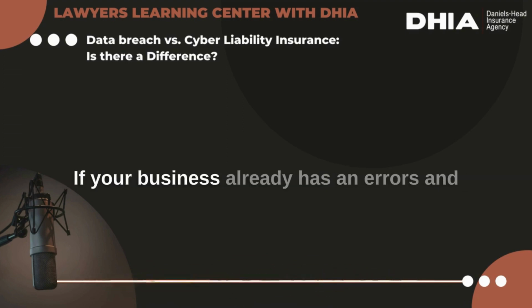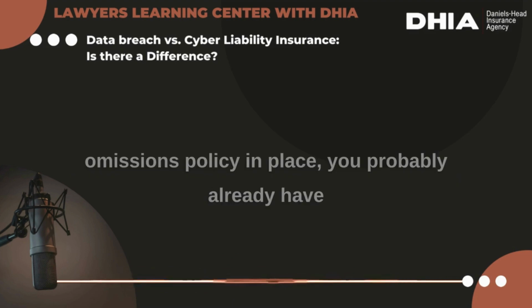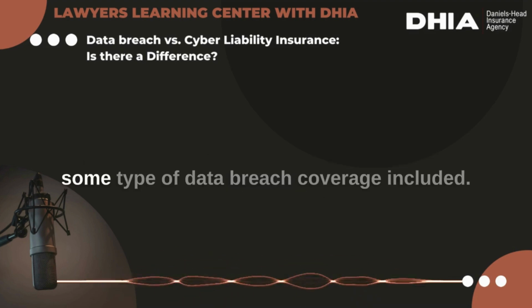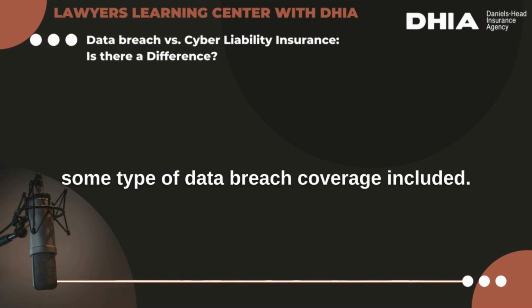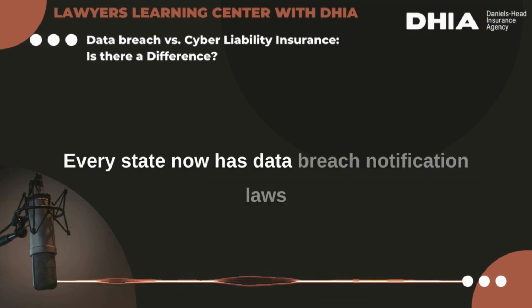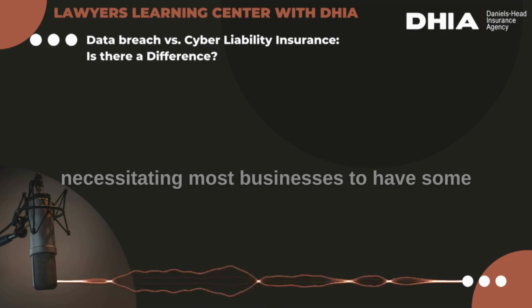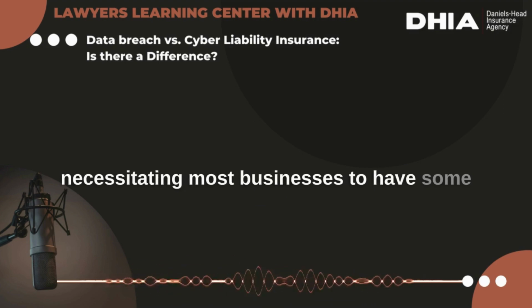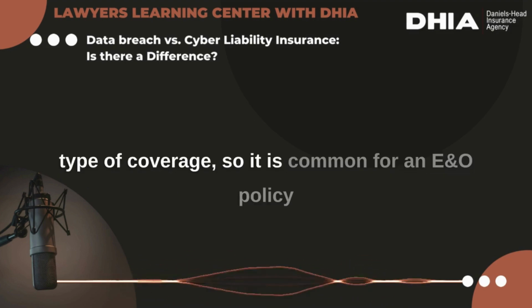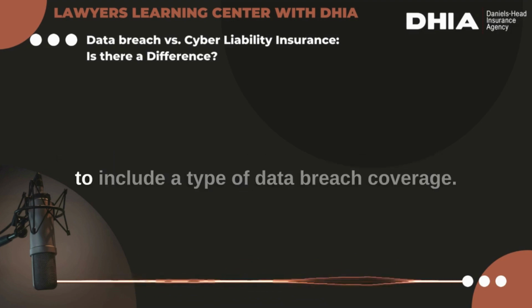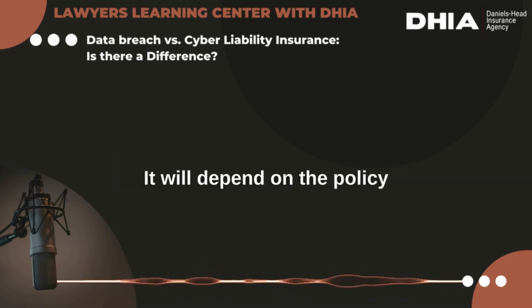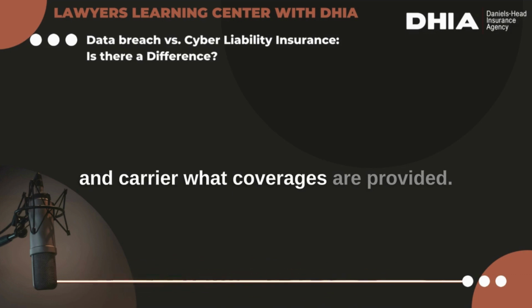If your business already has an errors and omissions policy in place, you probably already have some type of data breach coverage included. Every state now has data breach notification laws necessitating most businesses to have some type of coverage. So it is common for an E&O policy to include a type of data breach coverage. It will depend on the policy and carrier what coverages are provided.